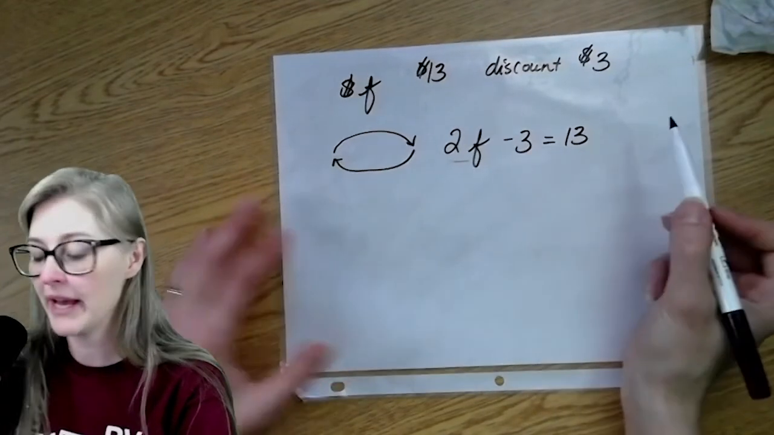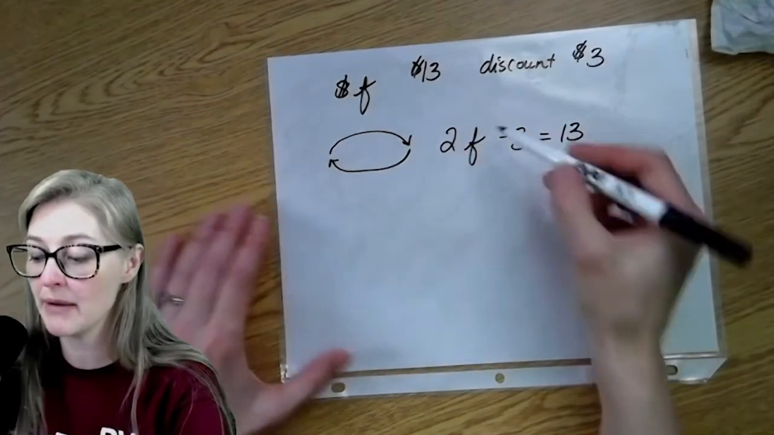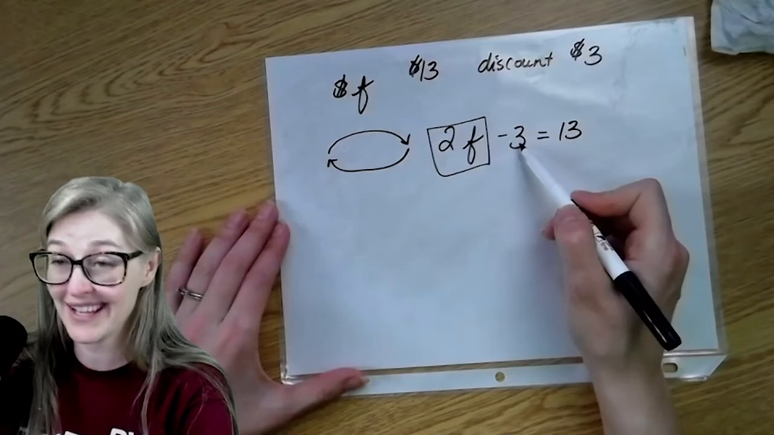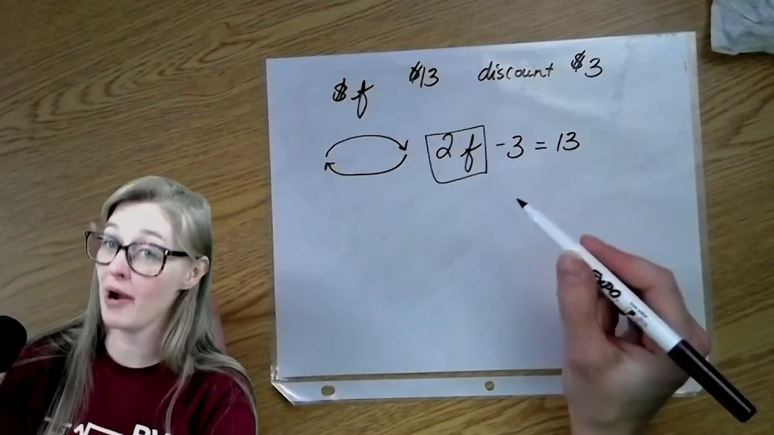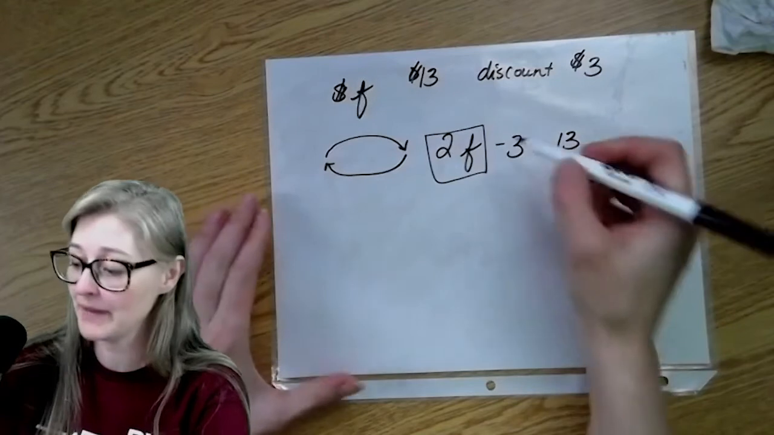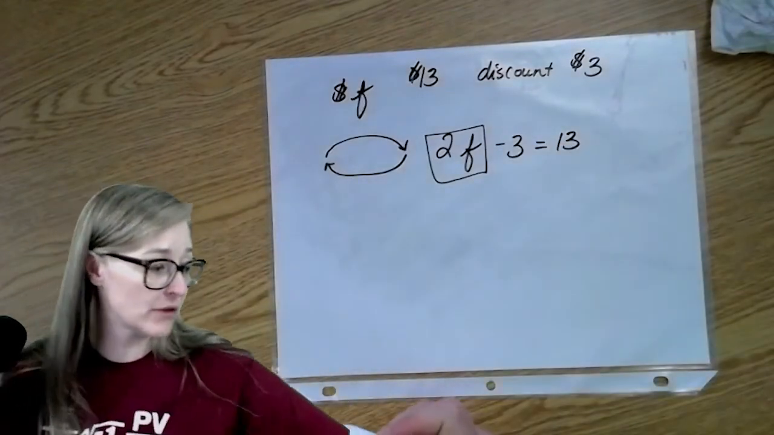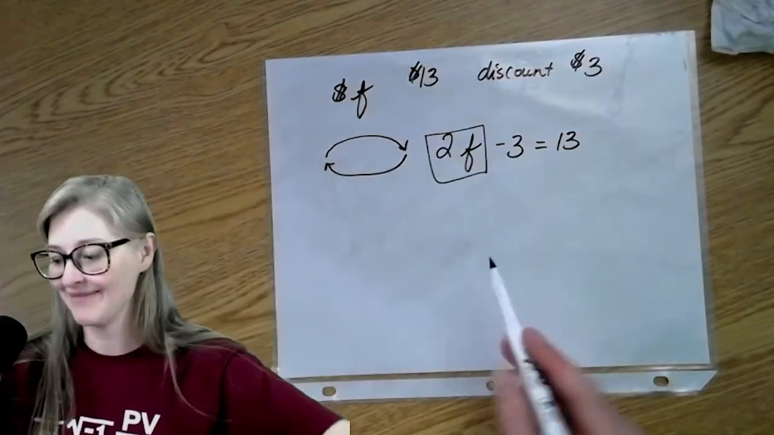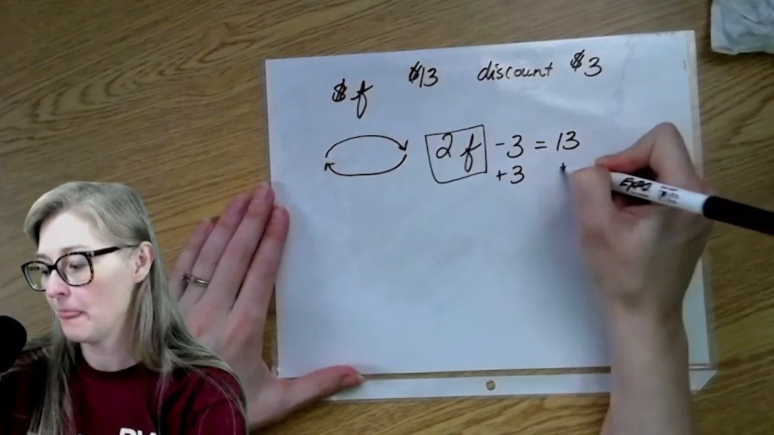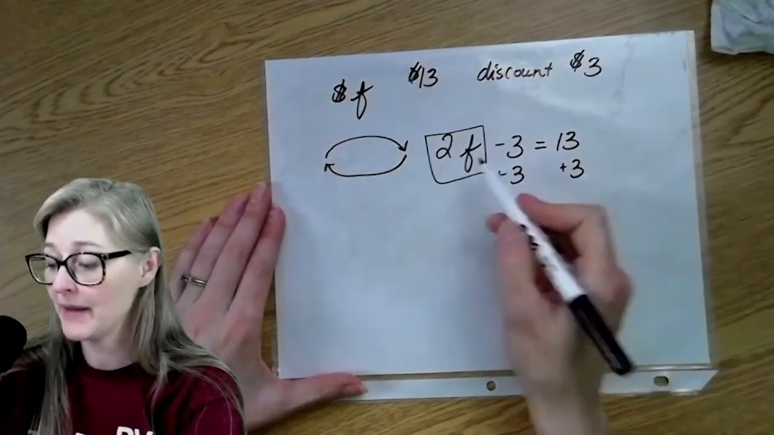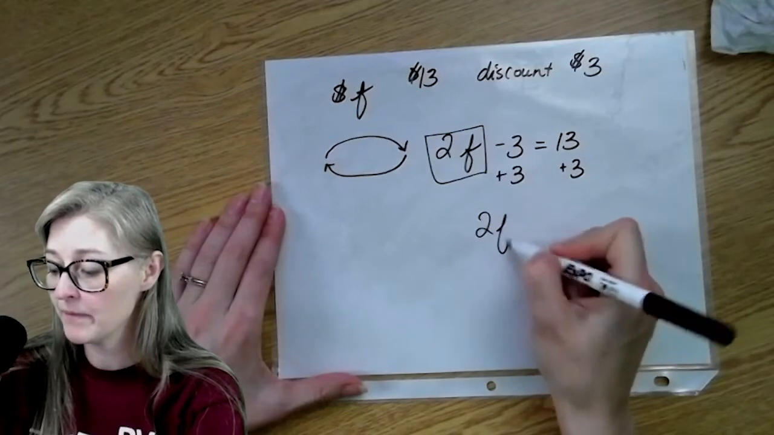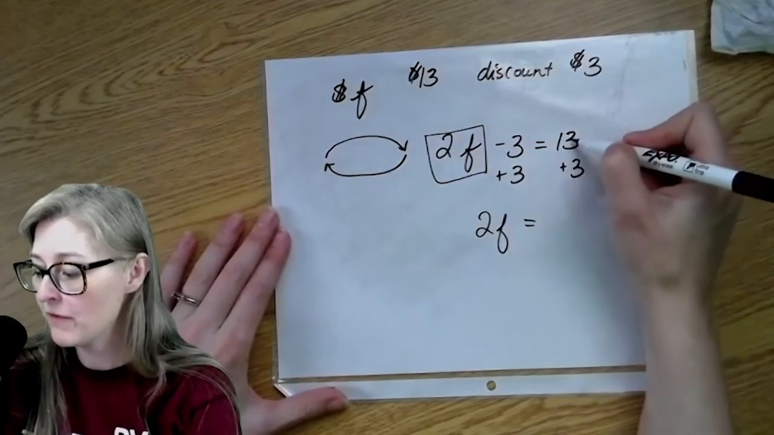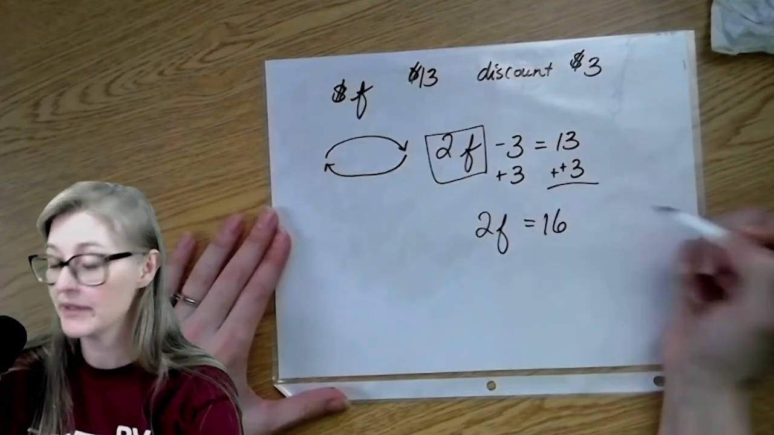minus 3. Well, I got to isolate this variable. And the first thing I'm going to do is I'm going to look for anything not directly attached to the F. And that's this little 3. This is one of the harder problems that we'll do today, which is why it's the last one. Instead of subtracting 3, I'm going to do the opposite. And the opposite of subtracting is adding. So if I add 3, I have to add 3 to both sides. Now, I still have 2F. The 3's are going to disappear into 0 town. And I have 13 plus 3, which equals 16.